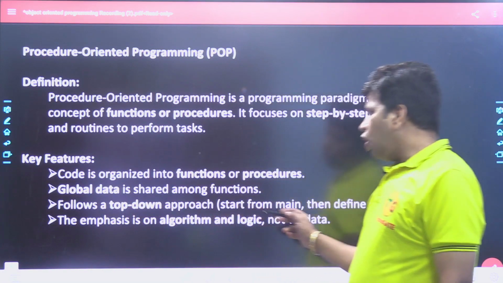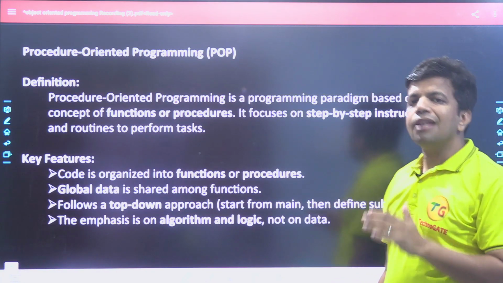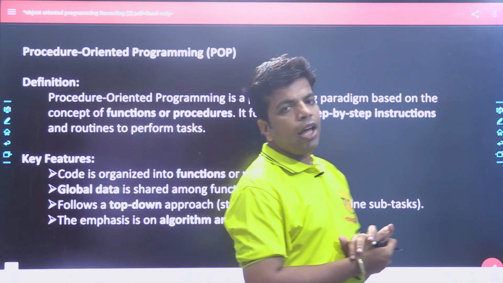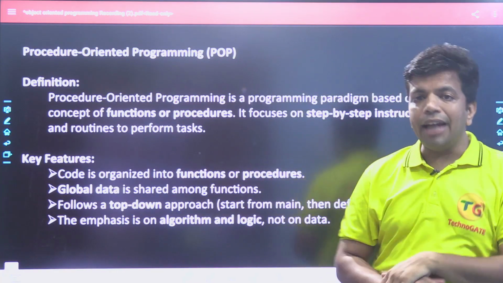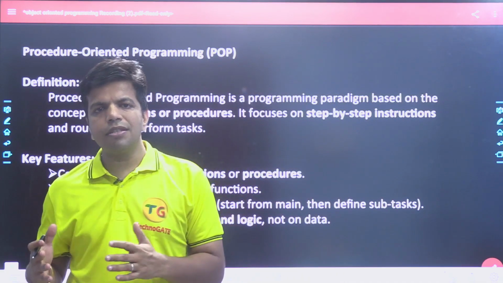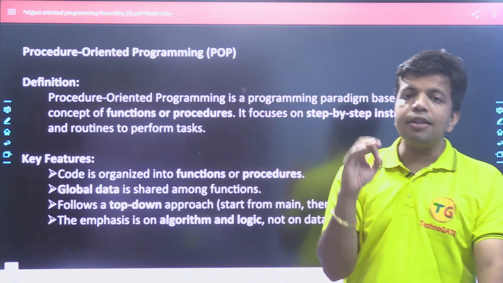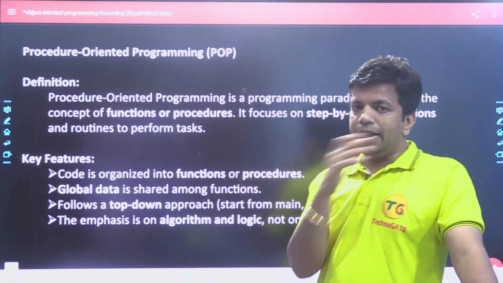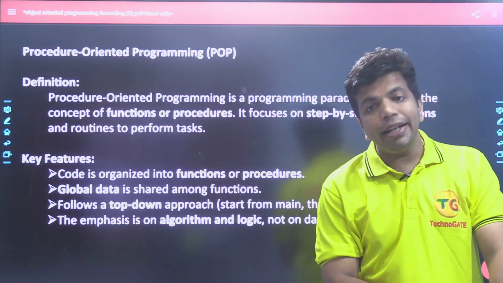It follows the top-down approach. That means we need to start from the main function and then go to the subtasks, or we can say the sub functions. What we emphasize is the algorithm or logic rather than the data. Algorithm or logic is a set of instructions, a set of steps to solve a particular problem. So here we need to focus on the algorithm and the logic. We are not mainly focused on the data. So these are the certain key features of procedure-oriented programming.